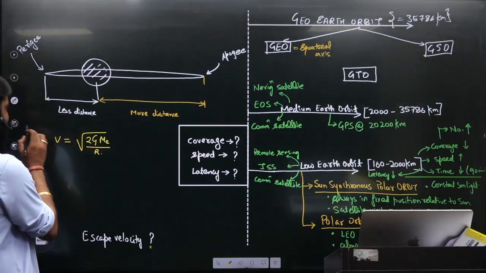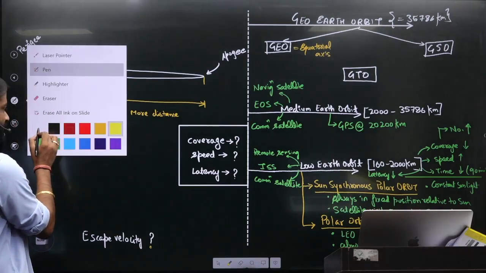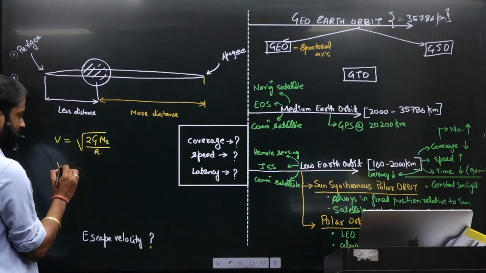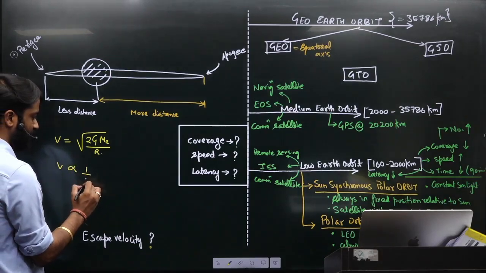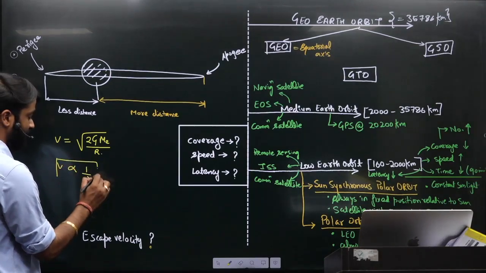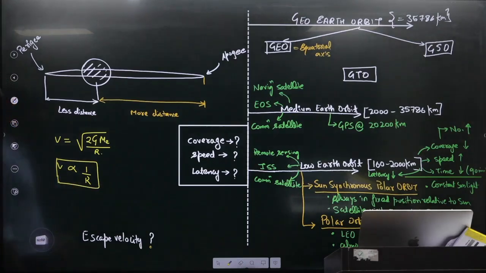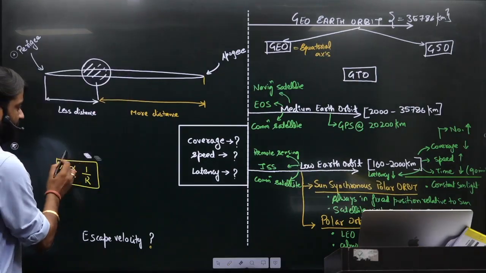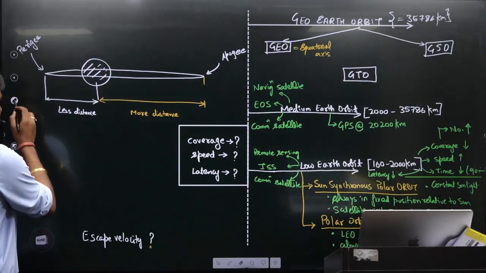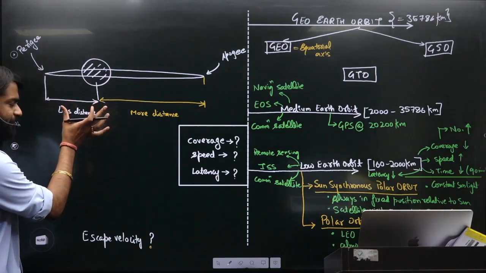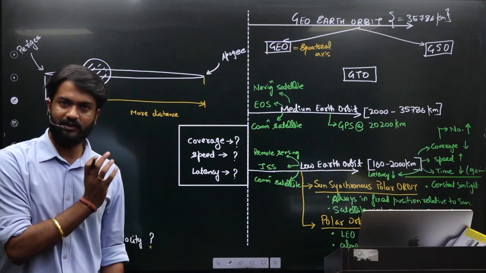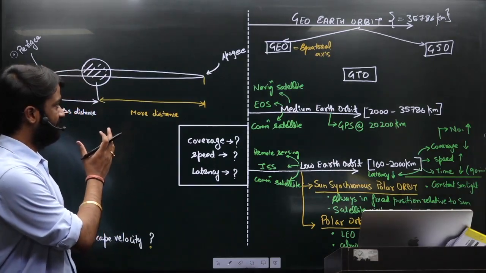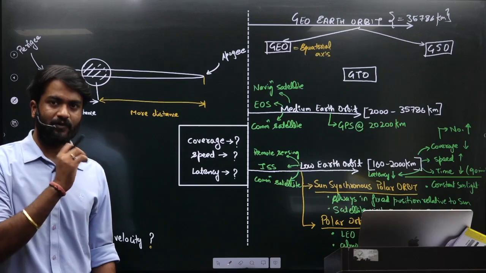So one thing is very crystal clear from here: velocity is inversely proportional to the radius. Why is this important? It is important to understand a simple aspect. Just focus on this image. Very important, focus on this image. If this is clear, you will be able to figure out what transfer orbits and all those things are.